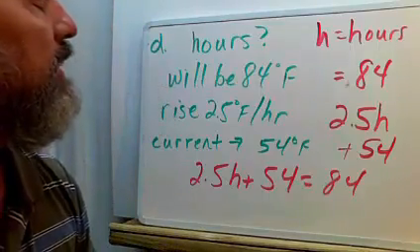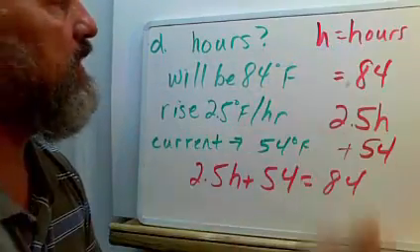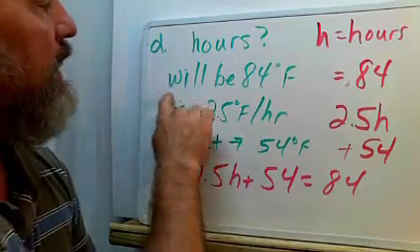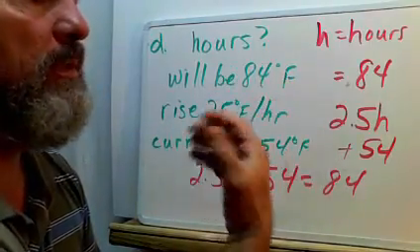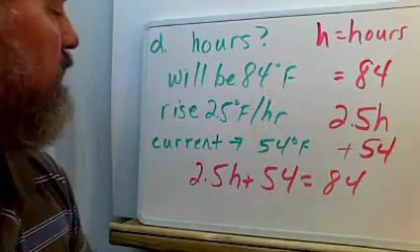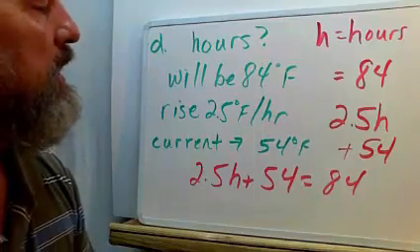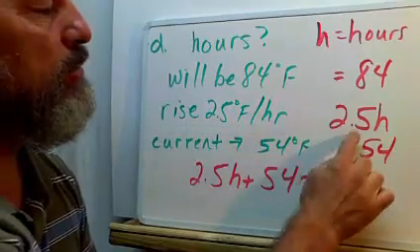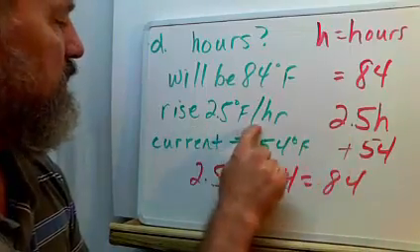Letter D. Word problem. At the end they ask how many hours, so we're going to use h as our variable to stand for hours. They also say when will it be 84 degrees Fahrenheit. So 84 degrees Fahrenheit is your result, so that tells you that something is going to equal 84. We have a rise of 2.5 degrees Fahrenheit every hour. So whenever we're talking about per hour, we're talking about multiplication. So it's 2.5 times the hours is the expression for that piece of the statement.